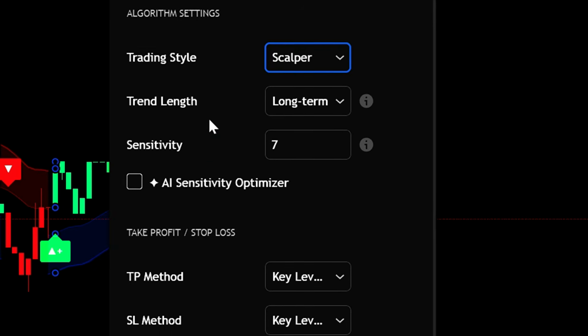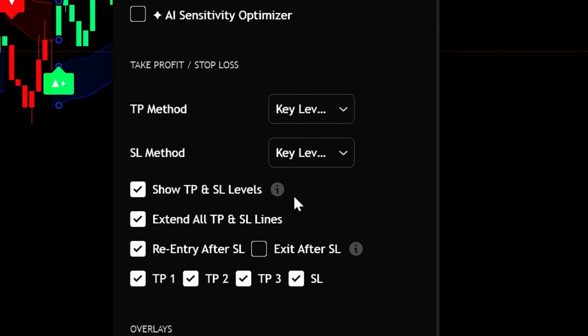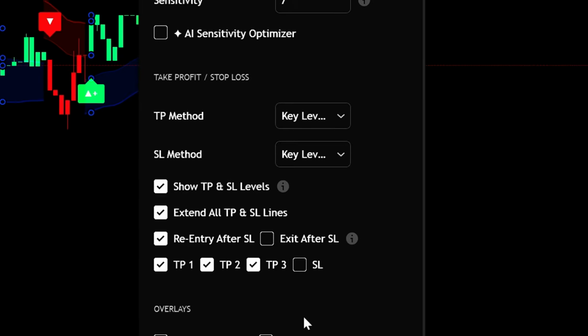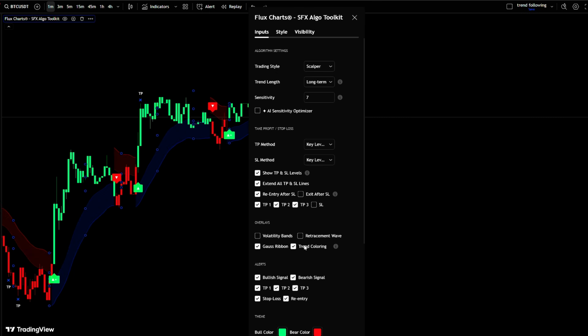Next, let's talk about the stop loss settings. The indicator comes with a default stop loss built in, and it's great for longer intraday moves, but in scalping, that stop loss is usually too wide. If you leave it on, you're gonna end up risking way more than you should on quick trades. That's why I personally uncheck the stop loss option inside the settings.